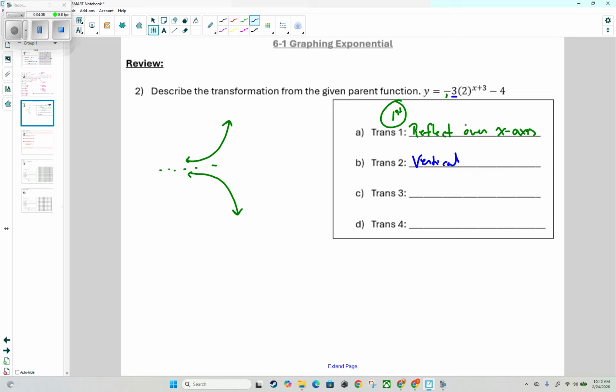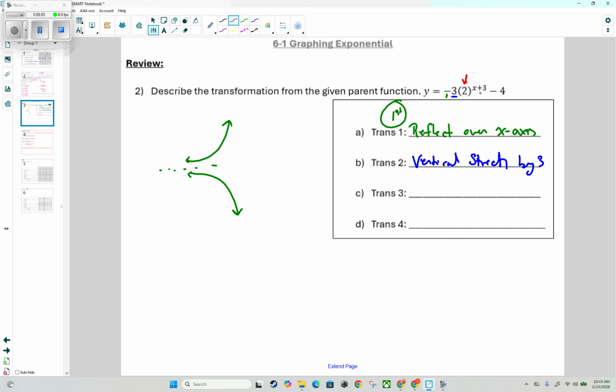And in this case, it's 3. It's a big number, so it's a stretch, because on the outside, we do exactly what we think. Stretch. And then it's by 3. So make sure you put the by 3. All right, so that's a vertical stretch by 3. That 2, remember, we'll talk about later, is how we know it's exponential. He's going to be the one that determines whether we have growth or decay, just so you know.